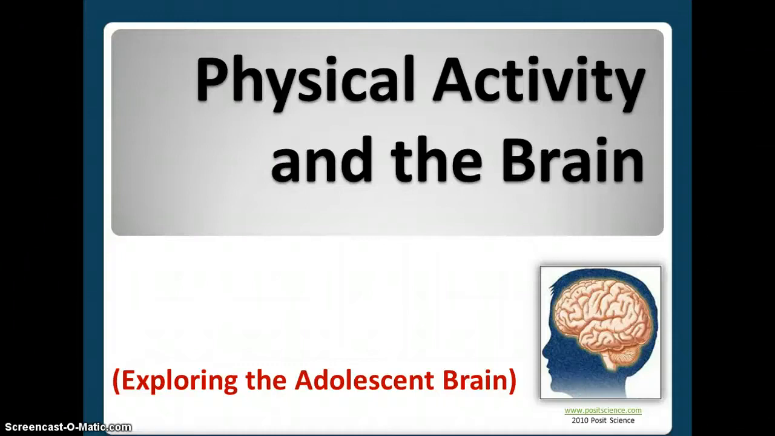This lesson and set of activities will focus on physical activity and its effects on the brain. While much of the information you learn will apply to brains of any age, you'll be asked to consider the implications for your teaching based on the age of your students.